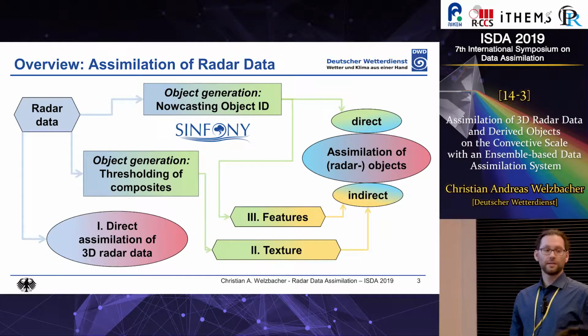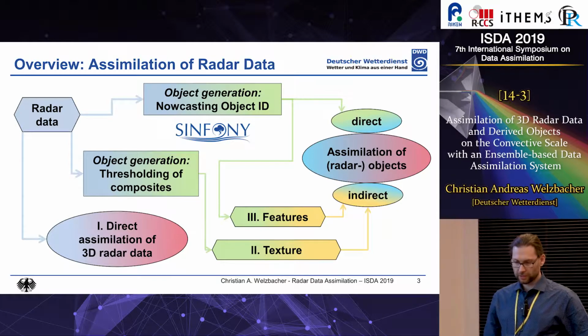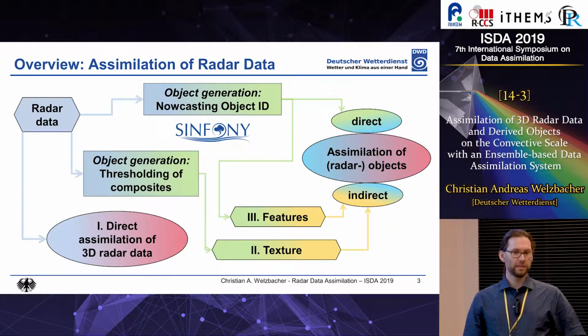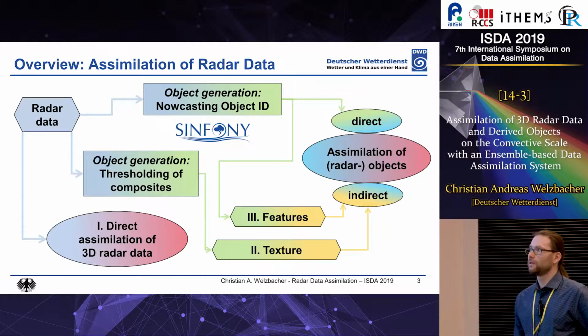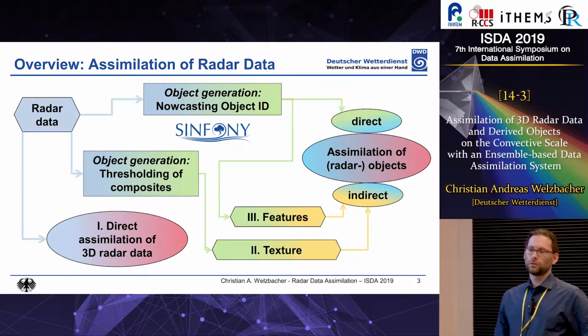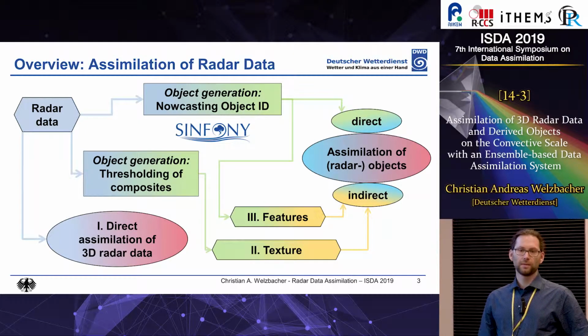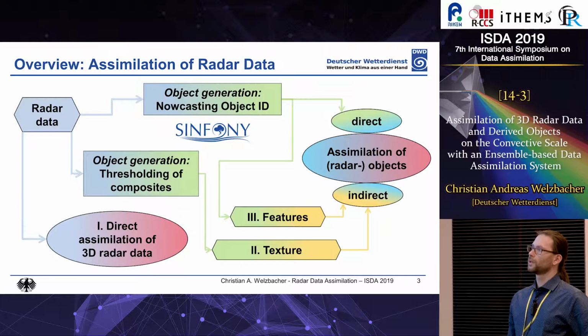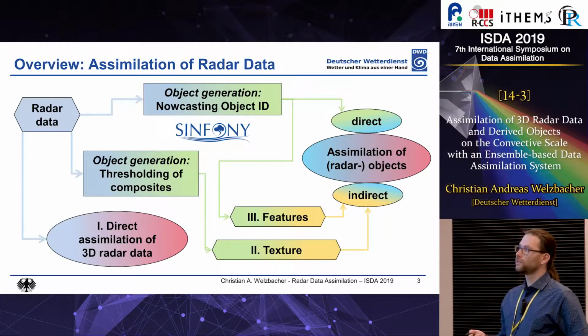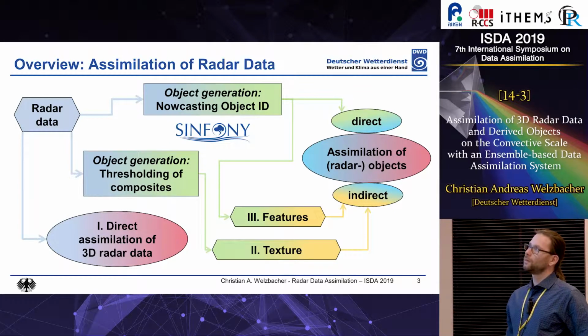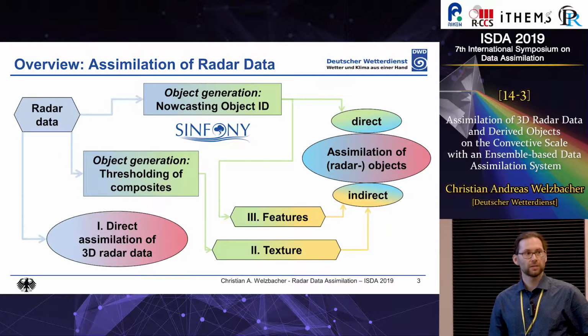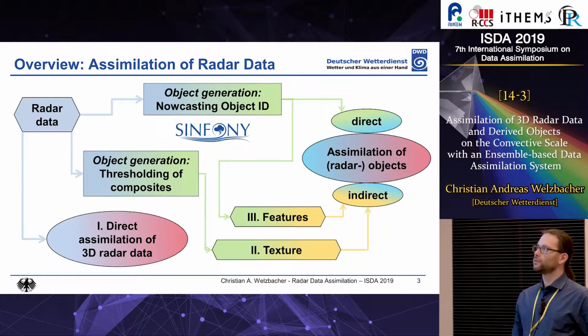First of all, I want to mention that I'm part of a project called SINFONY. In this project, we want to bring Nowcasting and NWP together. We want to bring that together in terms of precipitation fields, but also in terms of reflectivity objects you might see in Nowcasting techniques. So objects, in this case, let's start up here. Where I say object generation via Nowcasting object ID is something you could imagine as convective cells, for example, you try to detect in your radar sweeps.